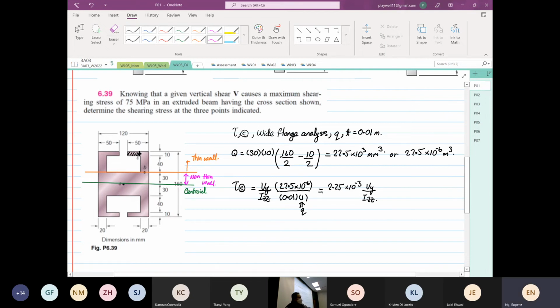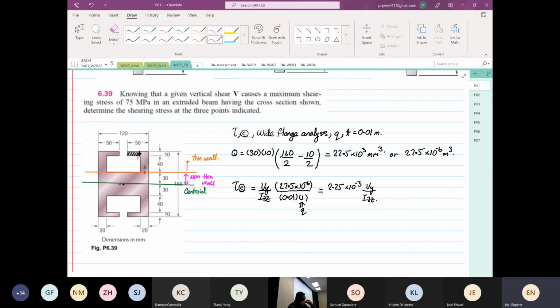A student asked me on Wednesday after class, how do we know whether it is thin wall or non-thin wall? In your term test 2, I will tell you when to use thick wall and when to use thin wall, so don't worry. As an engineer later on, when you go to industry, you have to make that decision whether it is a thick wall or a thin wall.